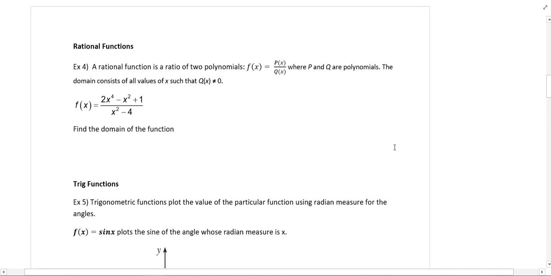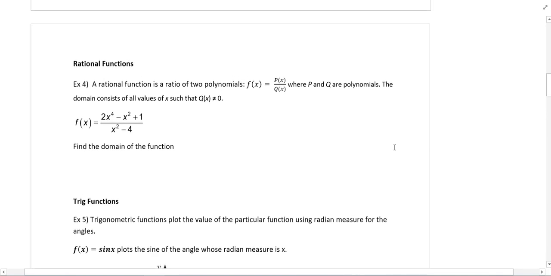Rational functions. A rational function is a ratio of 2 polynomials. So P of x and Q of x are polynomials, and Q of x cannot be 0. Anytime we're dividing anything, we don't want the denominator to be 0. So that's really important here.